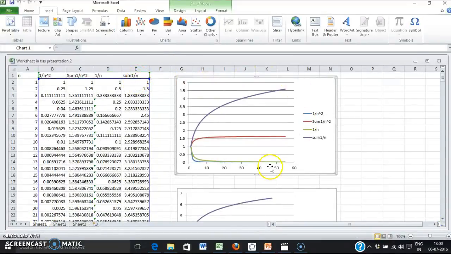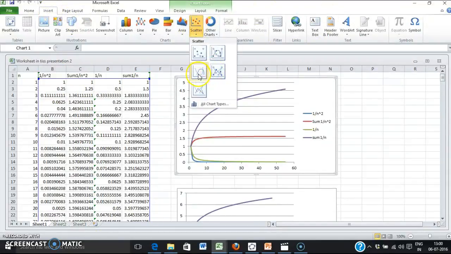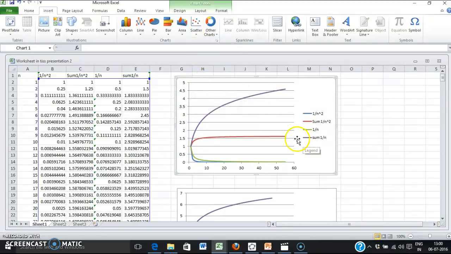Now how did I get this graph? I have just selected this particular region and insert, then scatter and this. So that is what we get, which is already this graph. Let us observe what we have. 1 by n sequence, we all know, is a decreasing sequence. Then the sequence 1 by n square is a further rapidly decreasing sequence. That's clear from the graph.